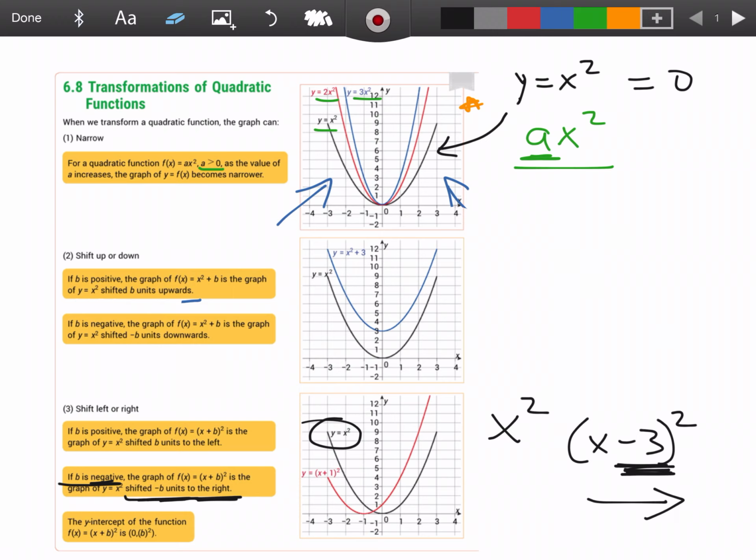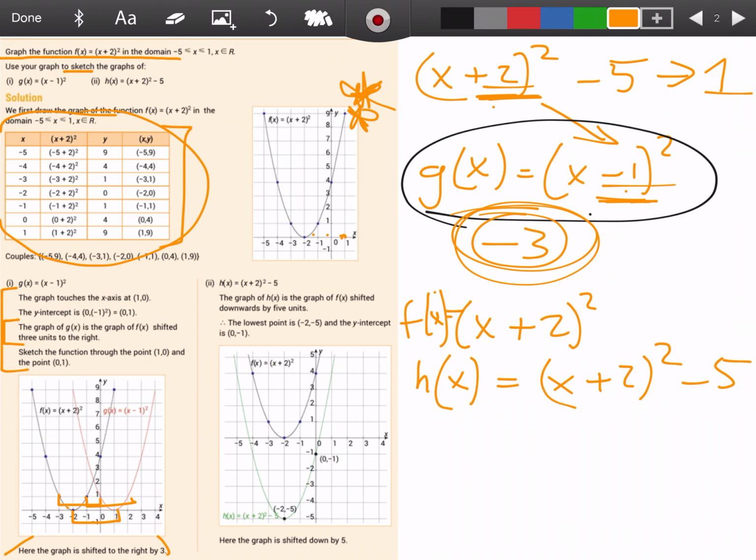So remember what we've written. If it's a plus value, we're moving upwards by that amount. If it's a negative value, we're moving downwards by that amount. So in this one, it was x squared to x squared plus 3, so we went up by 3 spaces. In this one, I'm going from x plus 2 squared to x plus 2 squared minus 5. So we're moving down 5 spaces.